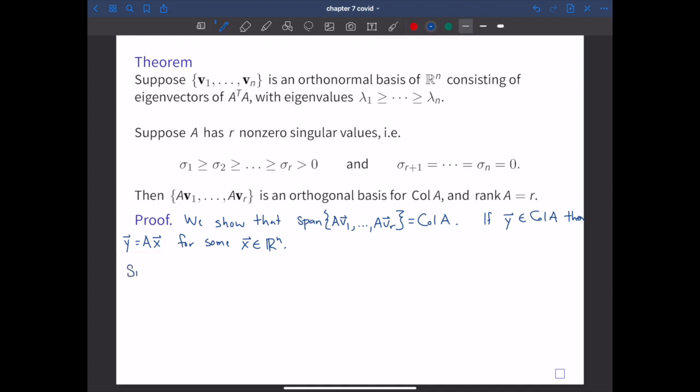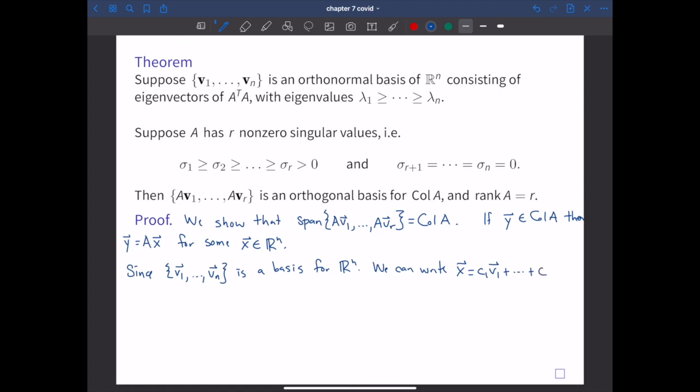Now, remember the vectors v1 up to vn, they form a basis for Rn. So since x is a vector inside of Rn, and this is a basis for Rn, we can write x as a linear combination of these vectors here.